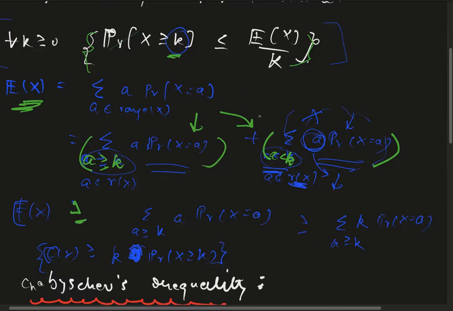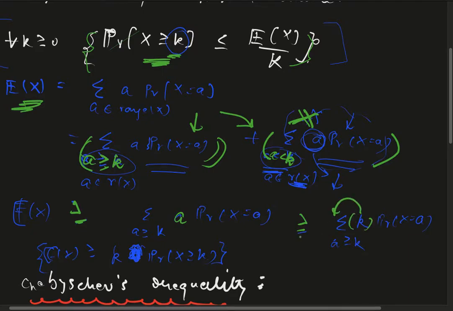and we want probability of x greater than k, we will keep only this term and neglect this term. So expectation of x is greater than equal to this term right here, and since a is greater than equal to k, we can take this k out of the summation.